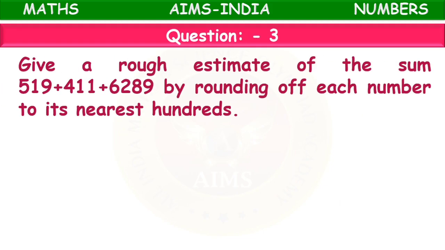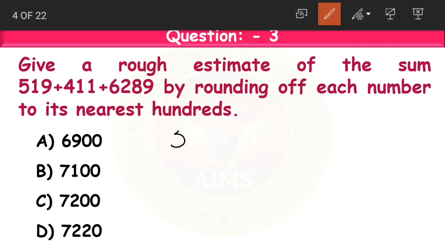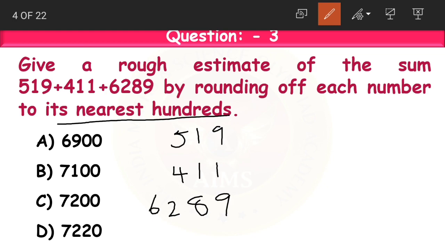Question number 3. Give a rough estimate of the sum 519 plus 411 plus 6289 by rounding off each number to its nearest hundreds. Option A 6900, option B 7100, option C 7200, option D 7220. Again here we are having three numbers: 519, 411, 6289. They are asking us in the question to estimate to the nearest hundred.